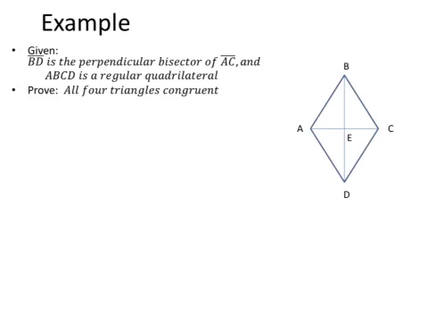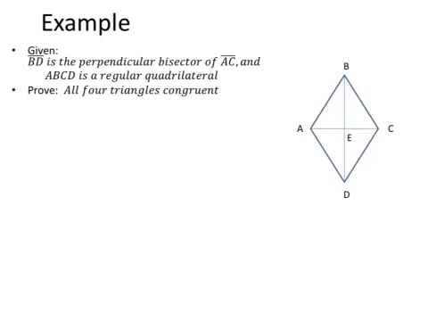So let's look at this. Here we are given that BD is the perpendicular bisector of AC. And ABCD is a regular quadrilateral. And we want you to prove that all four of the inner triangles are congruent. Now, of course, this probably makes sense to you as you look at it and as you think about it, but hey, we can prove this as well.